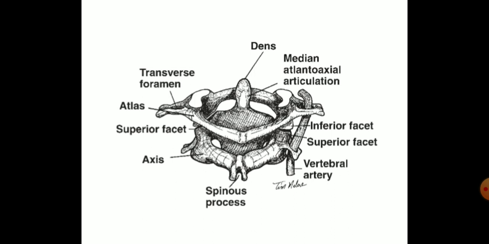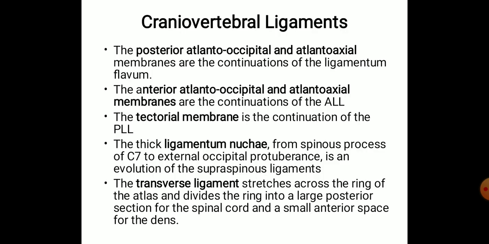So these are the articulations between atlas and axis. This is the first one between the superior facet of axis and the inferior facet of atlas, and this is the second one between the superior facet of axis and the inferior facet of atlas, and this is the third one between the dens process and the articulating facet of dens of atlas. So these are the 3 articulations which we can find in the upper cervical region.